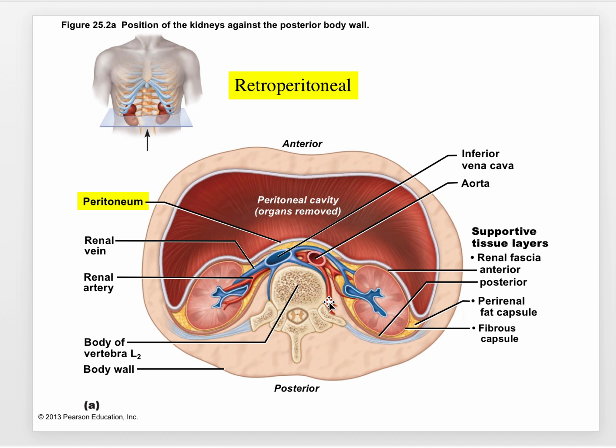Here's what retroperitoneal is. The organs have been removed for this picture, but the peritoneal cavity is lined by this membrane, the peritoneal membrane. And this is looking from the person laying on the back. This is anterior, this is posterior. The kidneys are in this retroperitoneal space below the peritoneal cavity. So that's called retroperitoneal. The major vessels, the inferior vena cava, the aorta, are all retroperitoneal as well.